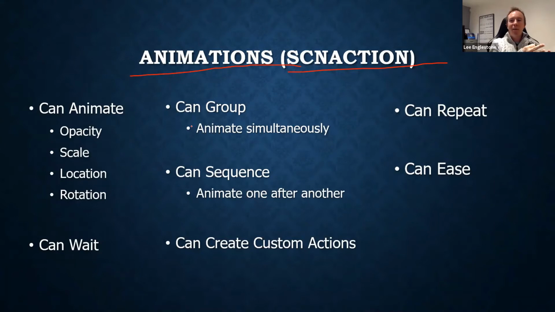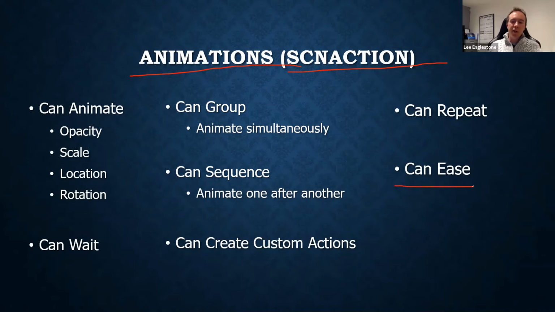Or we can sequence them and say, happen one after another. So you might say, okay, this sphere, I want it to move from here to here, then I want it to grow, and then I want it to fade away in that order, so we can sequence these. And with these animations, we can also repeat them, so we can say, just spin indefinitely, or just spin once, or spin X times. We can also use easing as well.